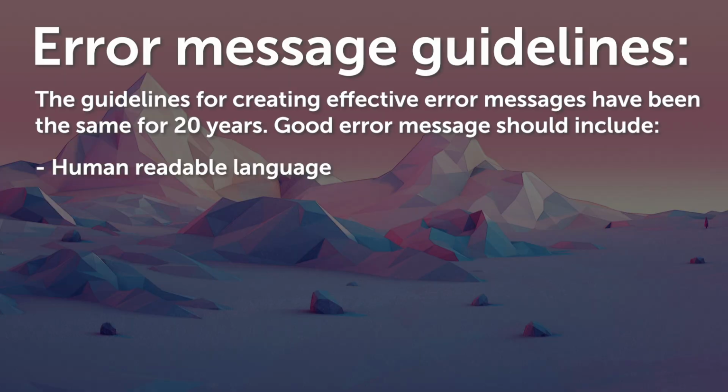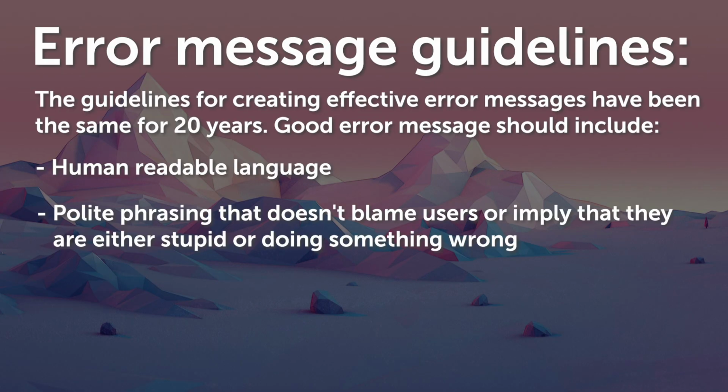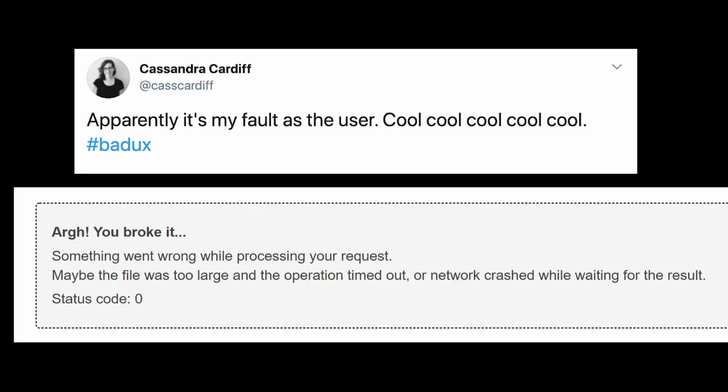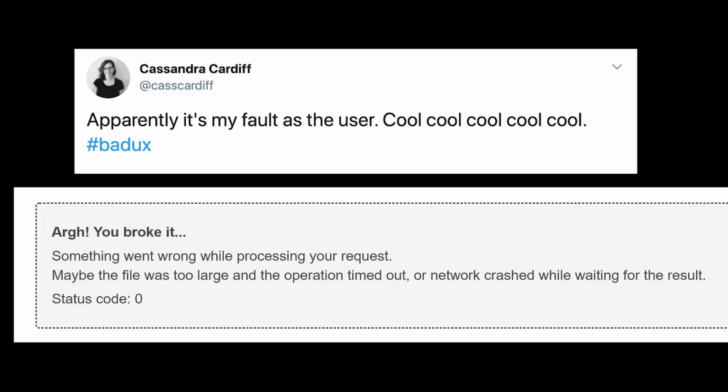An error message should also have polite phrasing that doesn't blame users or imply that they're either stupid or doing something wrong, as in illegal command. Okay. I saw this tweet by Cassandra Cardiff. Yeah. She screenshotted something that says, you broke it. Yes. Which, that doesn't make you feel good, does it? No. As a user, something you're using saying, you've broken it. I think, just to give the maker a bit of credit though, I think they probably meant it in jest, right? They didn't actually... Probably.